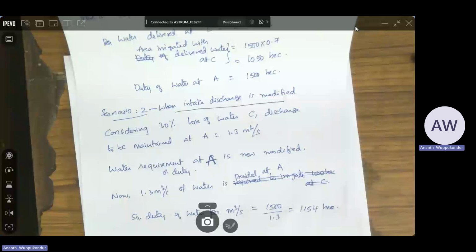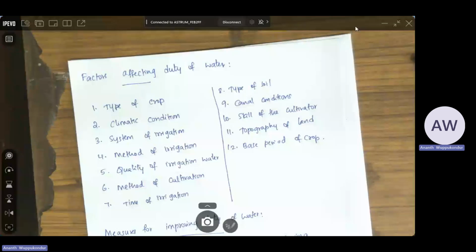So the new discharge, I'm sending in 1 meter cube per second. There is a loss of 30%. So what would be 30% of 1? 0.3. So now I'm only getting 0.7 meter cube per second. So now the area that I can expect is only close to 1000 hectares instead of 1500. Whereas the duty at A, if your field was close to A, then you would get close to 1 meter cube per second. Then your duty may not change.